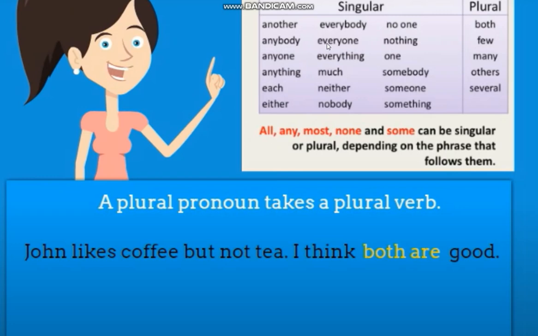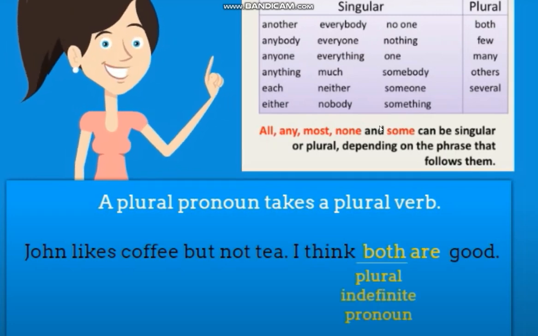I'll explain it again, students. John likes coffee but not tea. I think both are good. So here, when both, that is a plural indefinite pronoun, is used, then along with that are, that is a plural verb, is being used. So it proves that a plural pronoun takes a plural verb and a singular pronoun takes a singular verb. Both is your indefinite pronoun, replacing coffee, tea, and you have a plural verb, are.